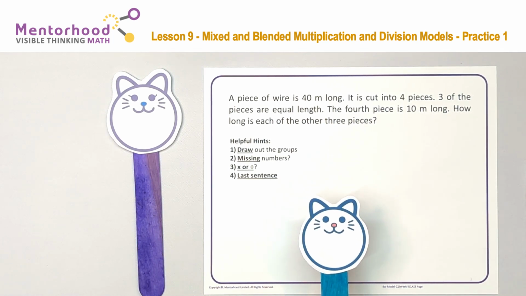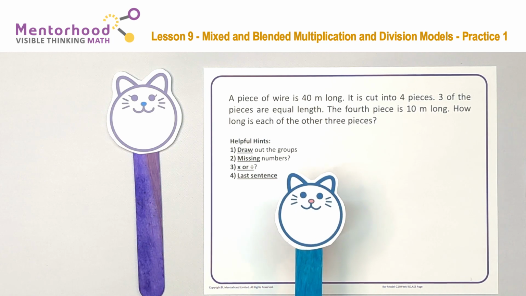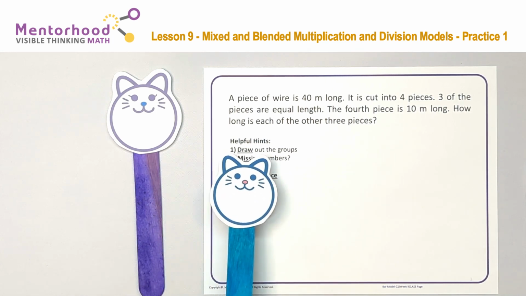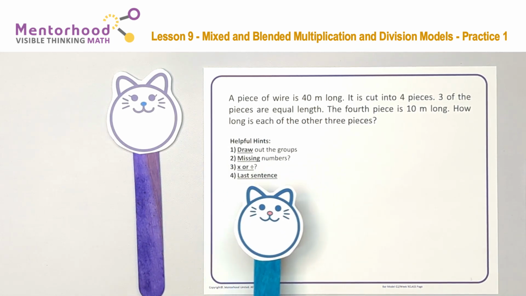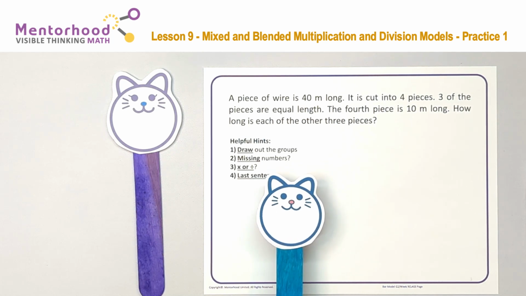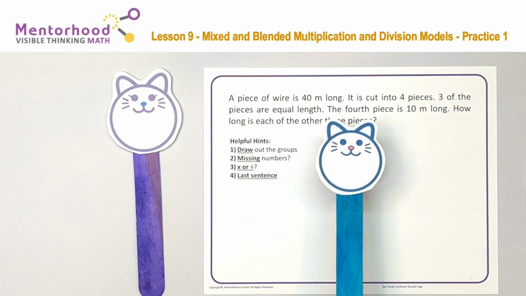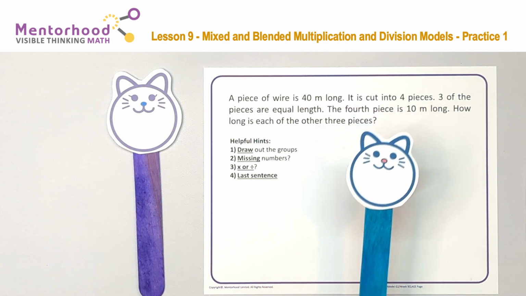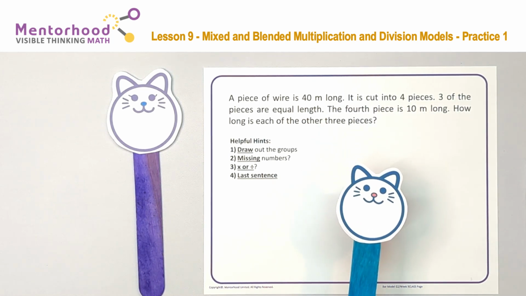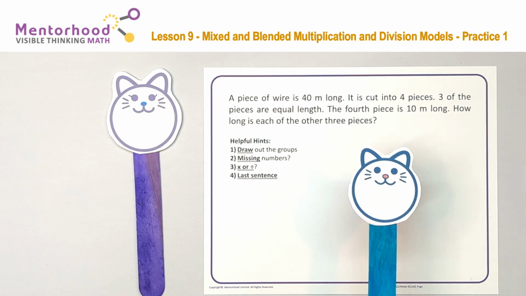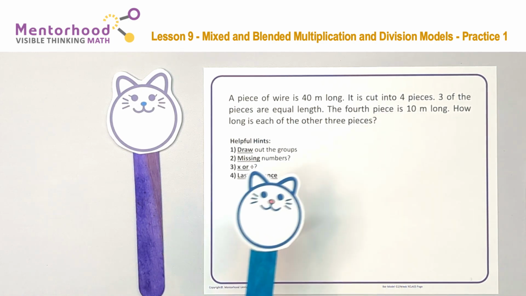Wow, what a question. Okay, let's see here. First, we better draw out the groups. What should we draw here? Well, our wire is 40 meters long, so there's our total, and it's cut into 4 pieces. Okay, we can do that. Let's draw one big box and split it into 4.